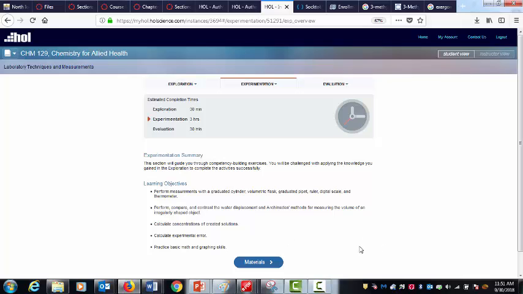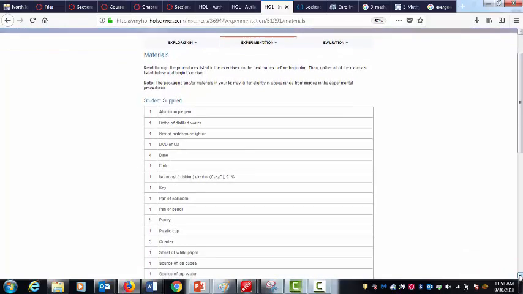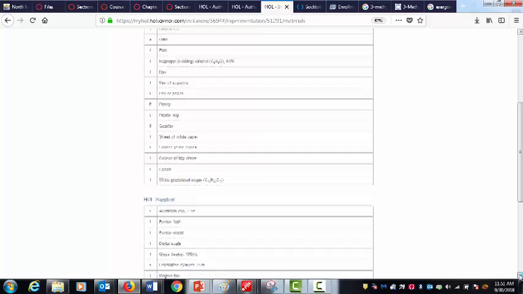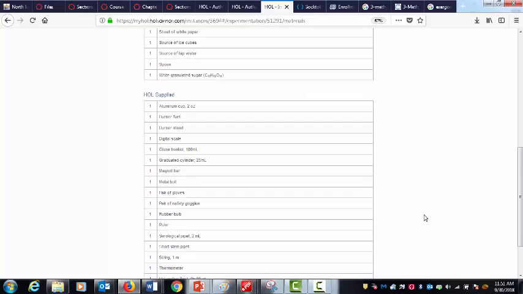All right, so here we want to look at the materials. You want to make sure that you have everything that you're supposed to have. And then here are also what the HOL kit will supply. Make sure you have those out and available.